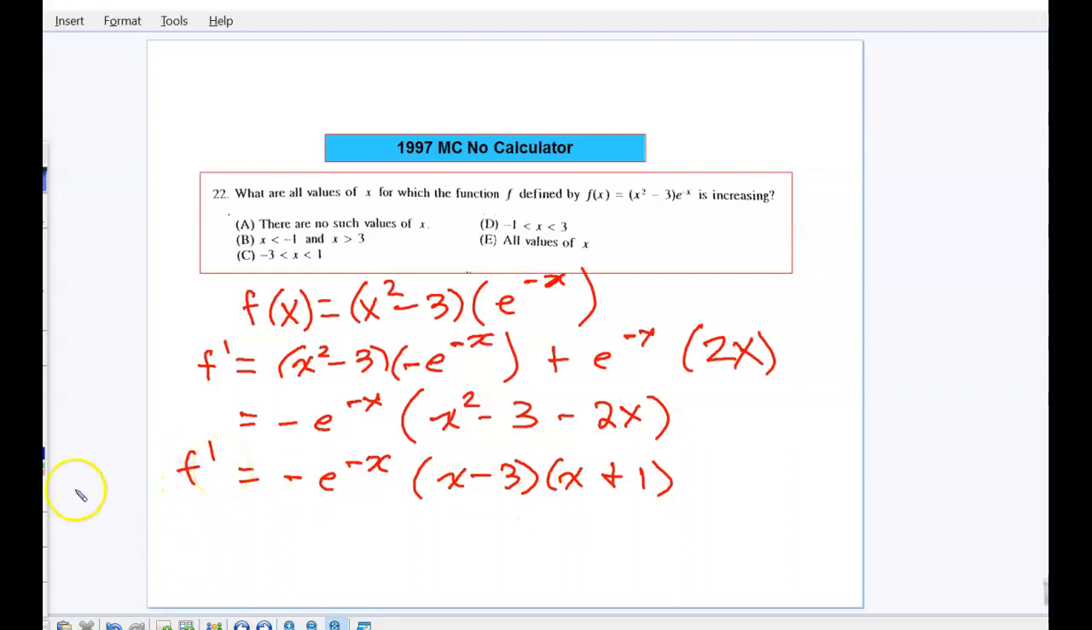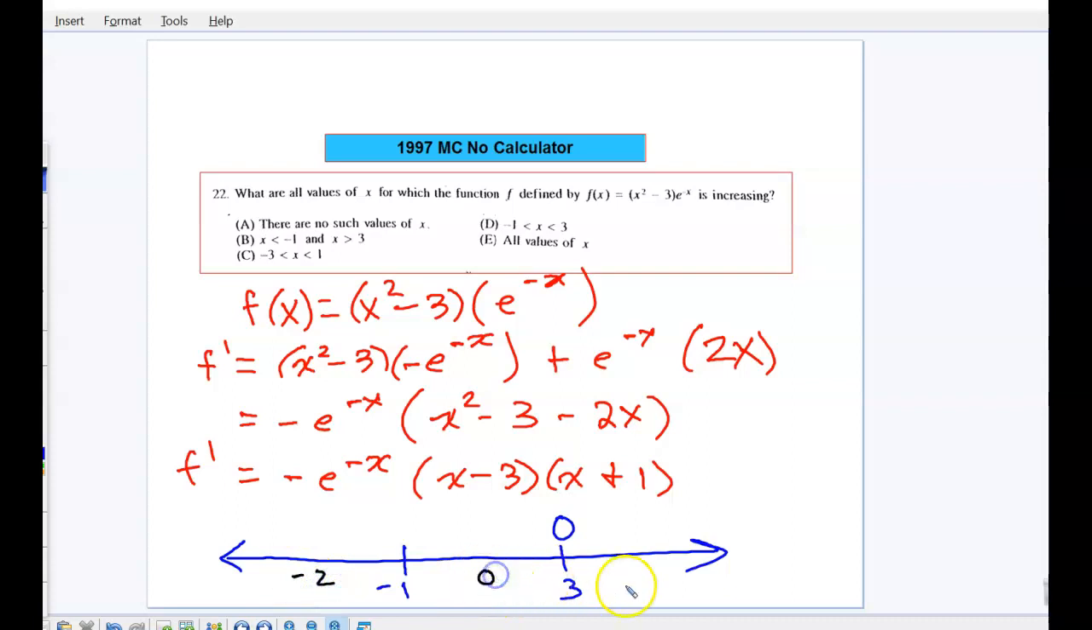So now when I do my number line test, e to anything is never 0, so there's no zeros from there. This 0 would be 3. This 0 would be -1. And again, I'm testing -2, 0, and 4. Now you have to be careful. This guy here, no matter what I plug into x, I have a negative out front. This guy is always going to be negative.